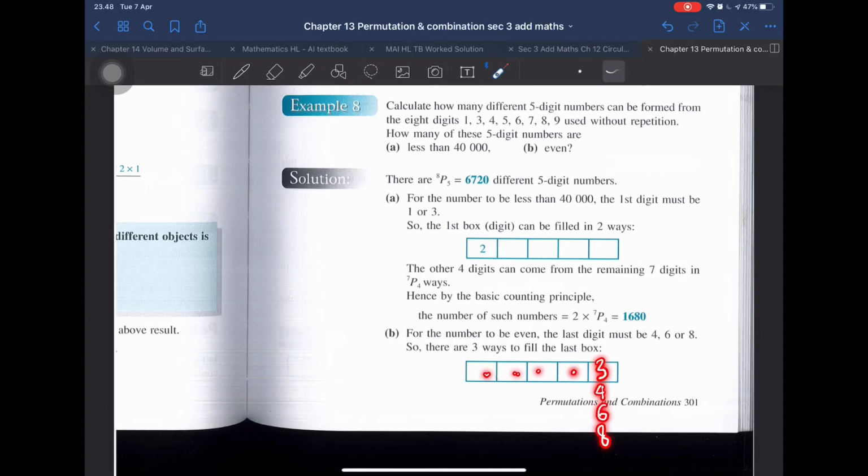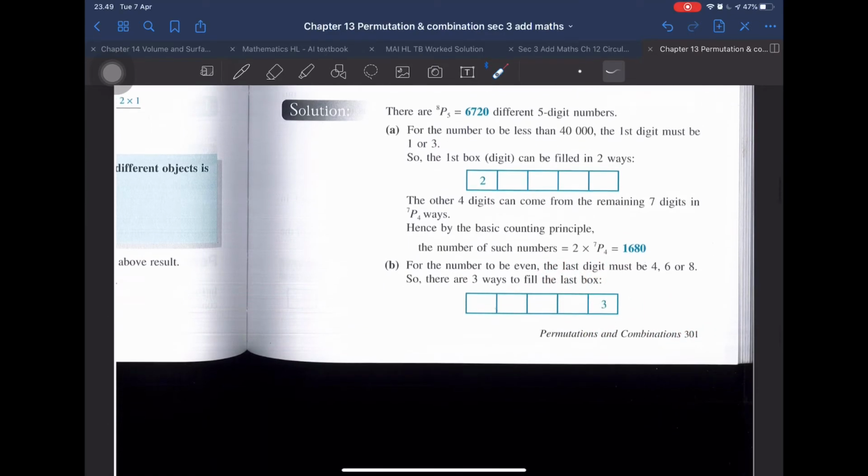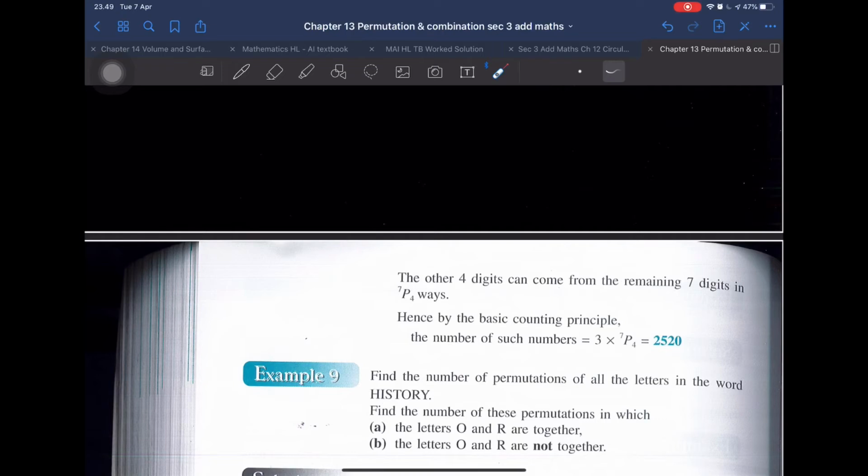So how many numbers are left if I already pick 1? Let's say we already picked this number, so there are 7 numbers left. We choose 4 out of 7. So 3 multiplied by 7P4. Just put the answer from the calculator. Let's see. See? 3 times 7P4.